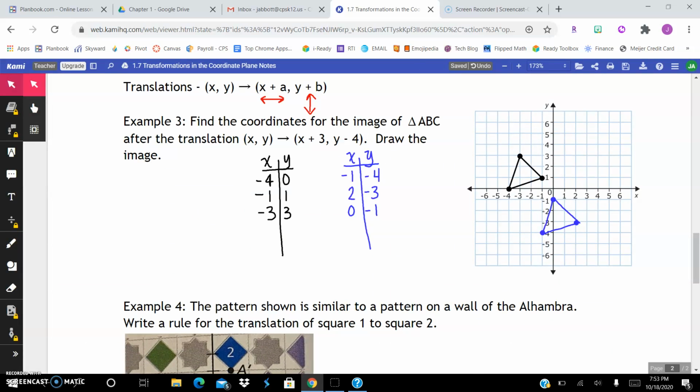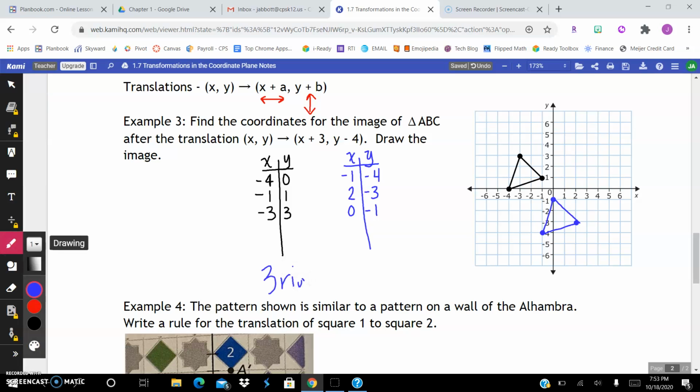So what happened was the figure moved 3 to the right and then down 4. So that was a translation or a slide.